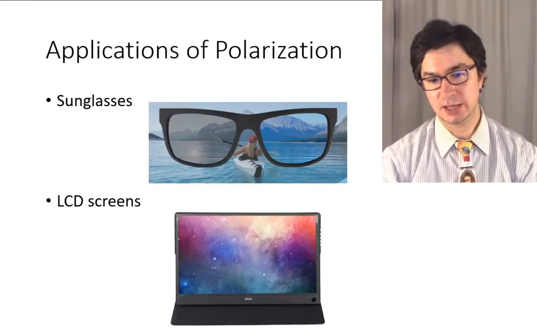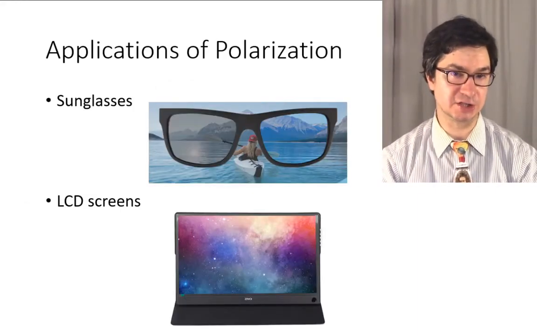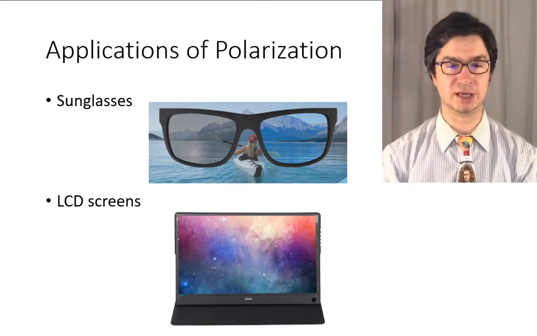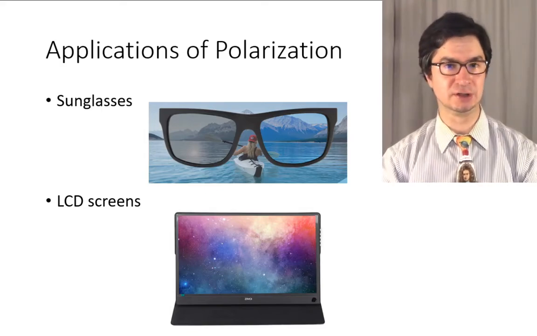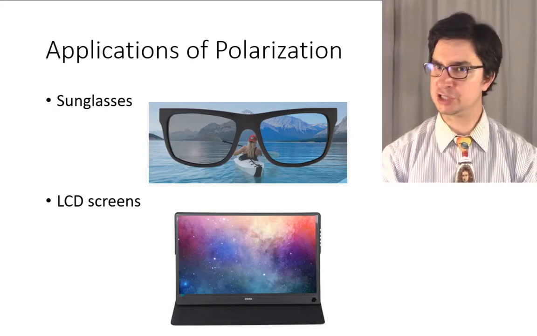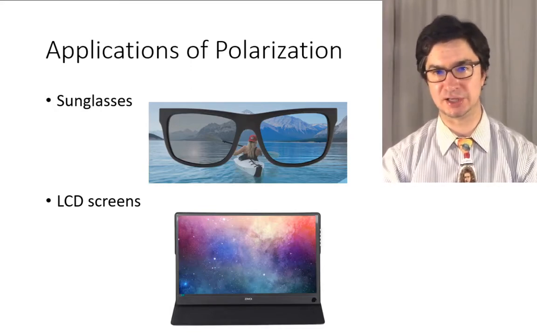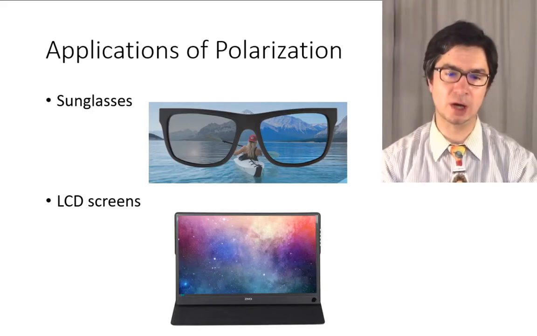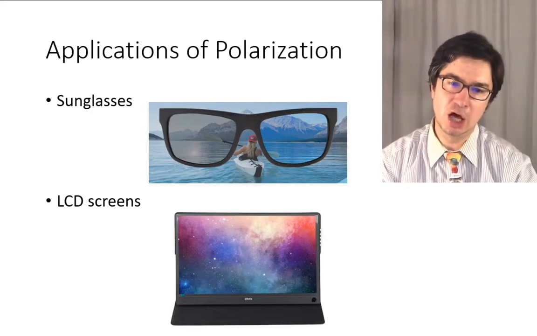Sunglasses are an obvious one. You want polarized sunglasses because not only are they going to be better at blocking the light, which is the whole purpose of sunglasses, but they're going to take care of the glare. Glare on a sunny day can be very blinding and it can wash out the colors, and polarized sunglasses will prevent that. LCD screens as well make use of polarization.